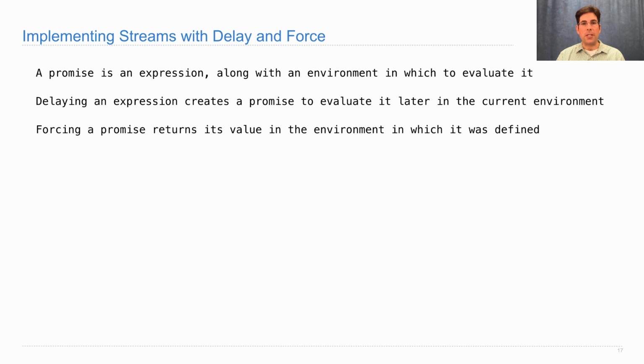Forcing a promise causes evaluation. It returns the value of that expression in the environment in which that expression was originally defined and then delayed. Here's a snippet of Scheme code that uses the delay procedure. Define a promise where we let x equal 2, and then we delay the expression (+ x 1).